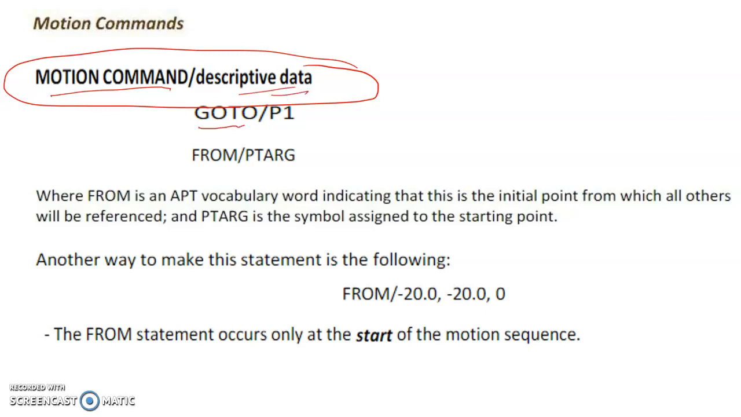Here GOTO is the motion command and the descriptive data we can see is P1. So the command is like that: the tool has to move to the next point, that is P1, which is defined. Another one is the FROM command and PTARG. The FROM command is used for initializing the tool position before starting an operation, and PTARG means this is the target point, that is the starting point in an operation.